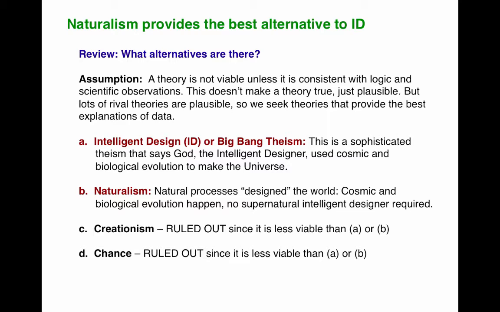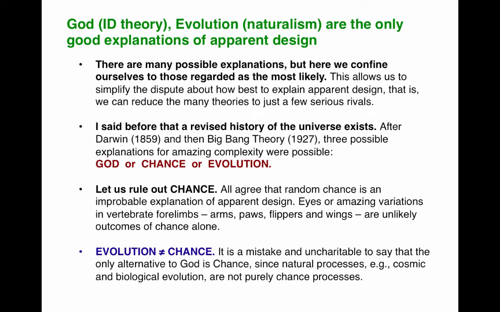The other alternative, which I think Paley makes a real good point in ruling out, is that chance alone cannot explain what we observe. So no one really thinks that accident or chance explains the amazing complexity and design we find in nature. So I'm going to rule out other varieties of creationism, at least the literal ones, and chance. God, ID theory, evolution, naturalism are the only good explanations of apparent design.